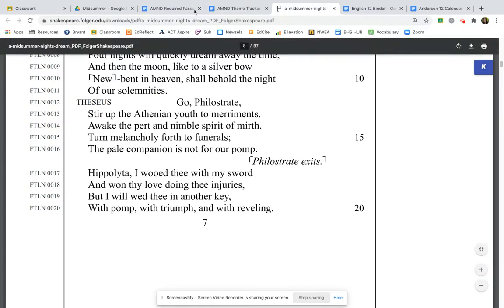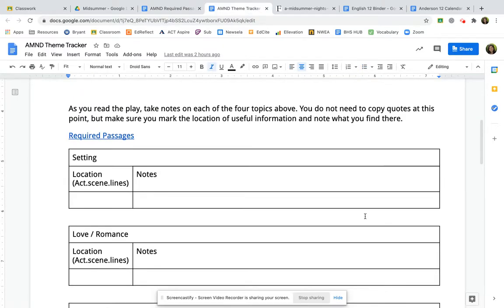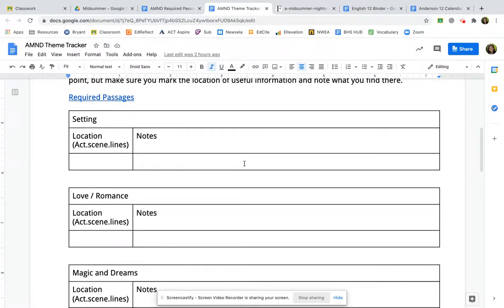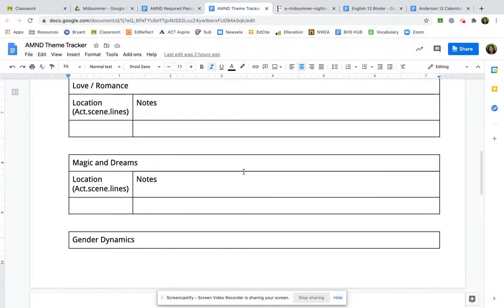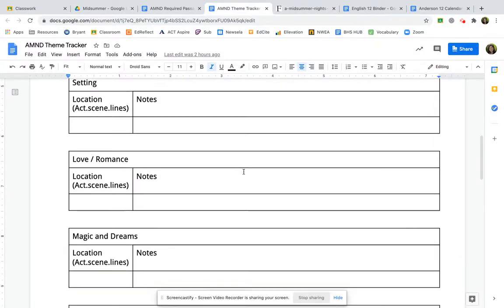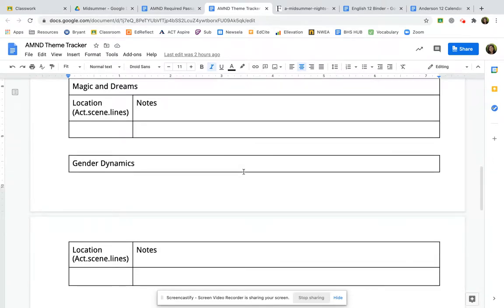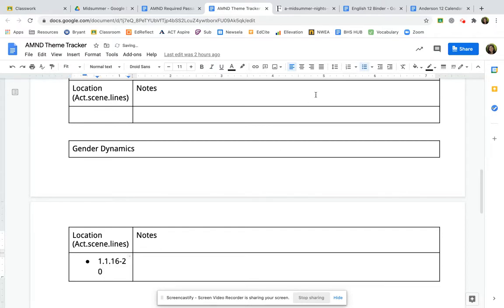So I'm going to go back to the required passages just so that I can copy and paste the line numbers. In the theme tracker, we've got 4 different charts, one for each of the essay prompts. The one that this fits best with is gender dynamics. It doesn't say anything about the setting. There's definitely no love happening there. No magic or dreams yet. So gender dynamics. And paste that in.